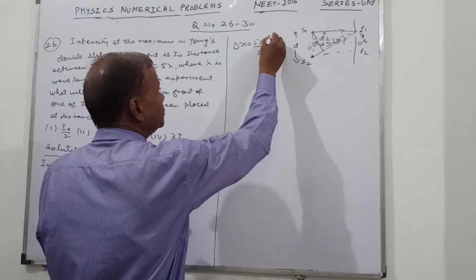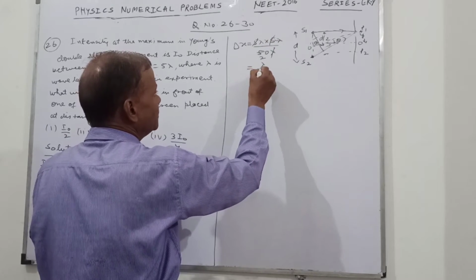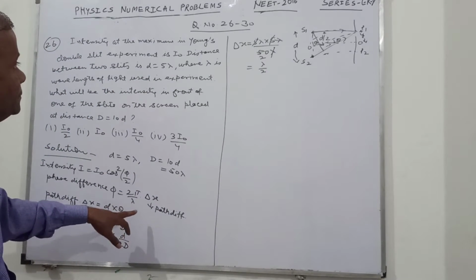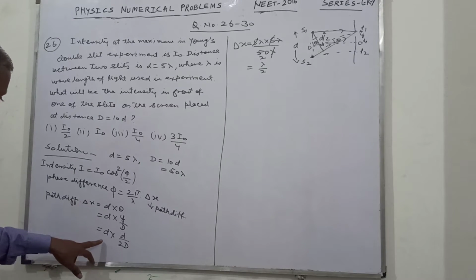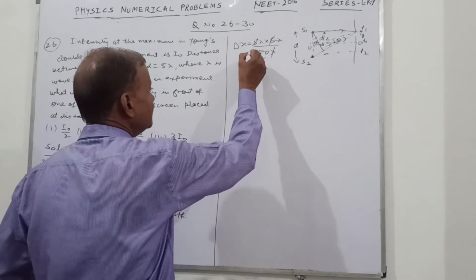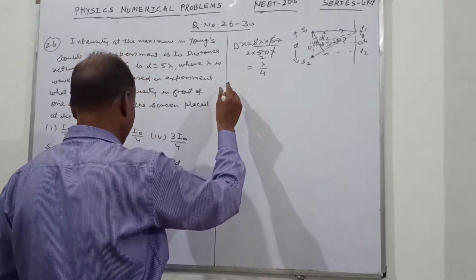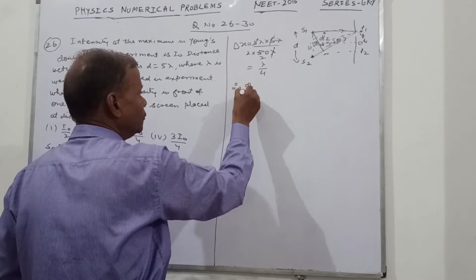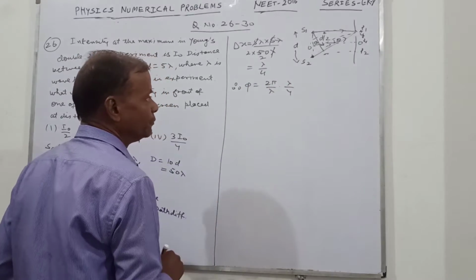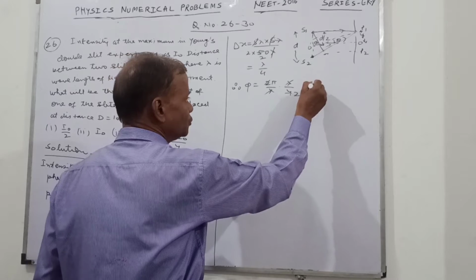So this 25, this is now 2, this lambda will cancel. So this is lambda upon 2. Five lambda, this 2 also here. So this is lambda upon 4. Therefore, phi is equal to 2 pi upon lambda into lambda by 4. So this will cancel by 2. So this is pi by 2.